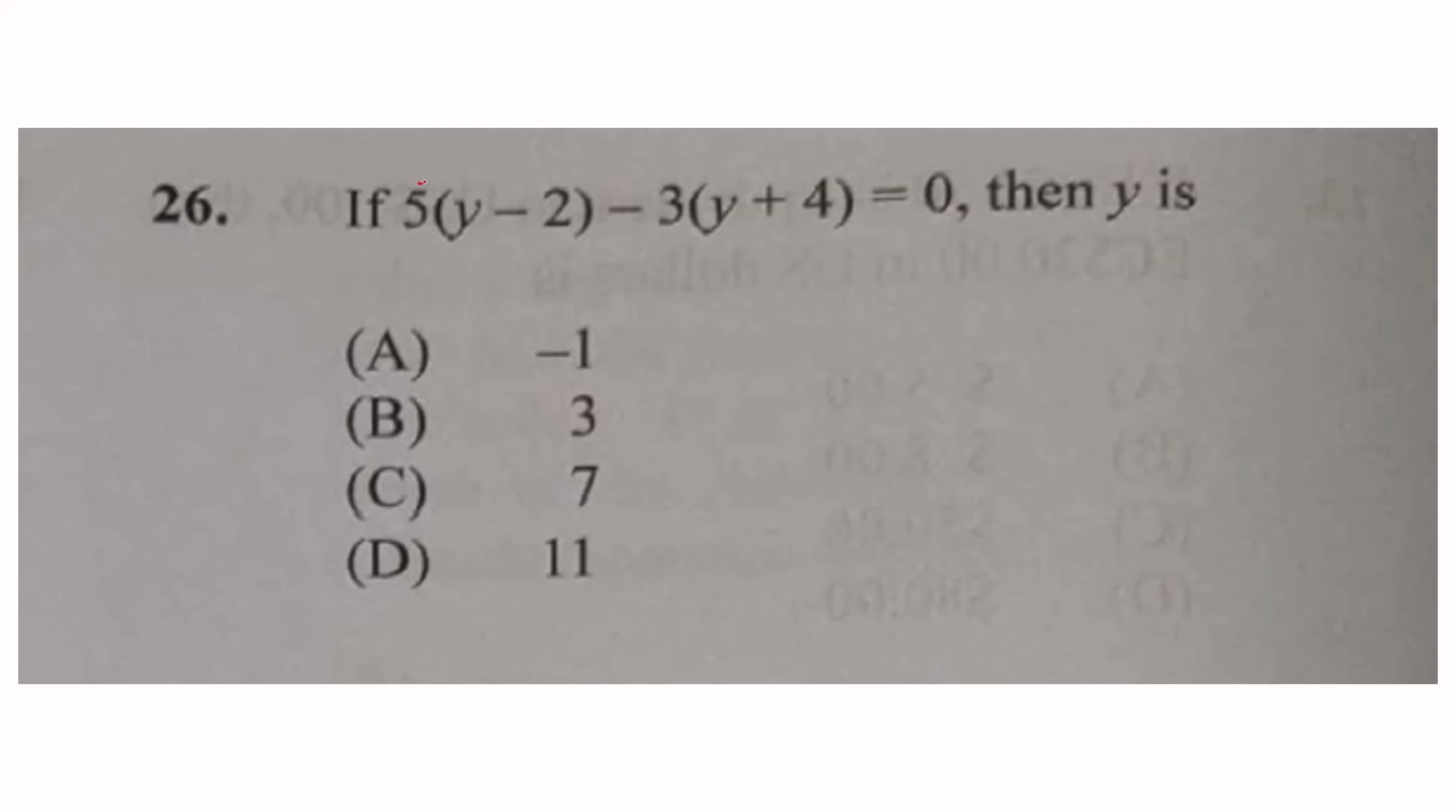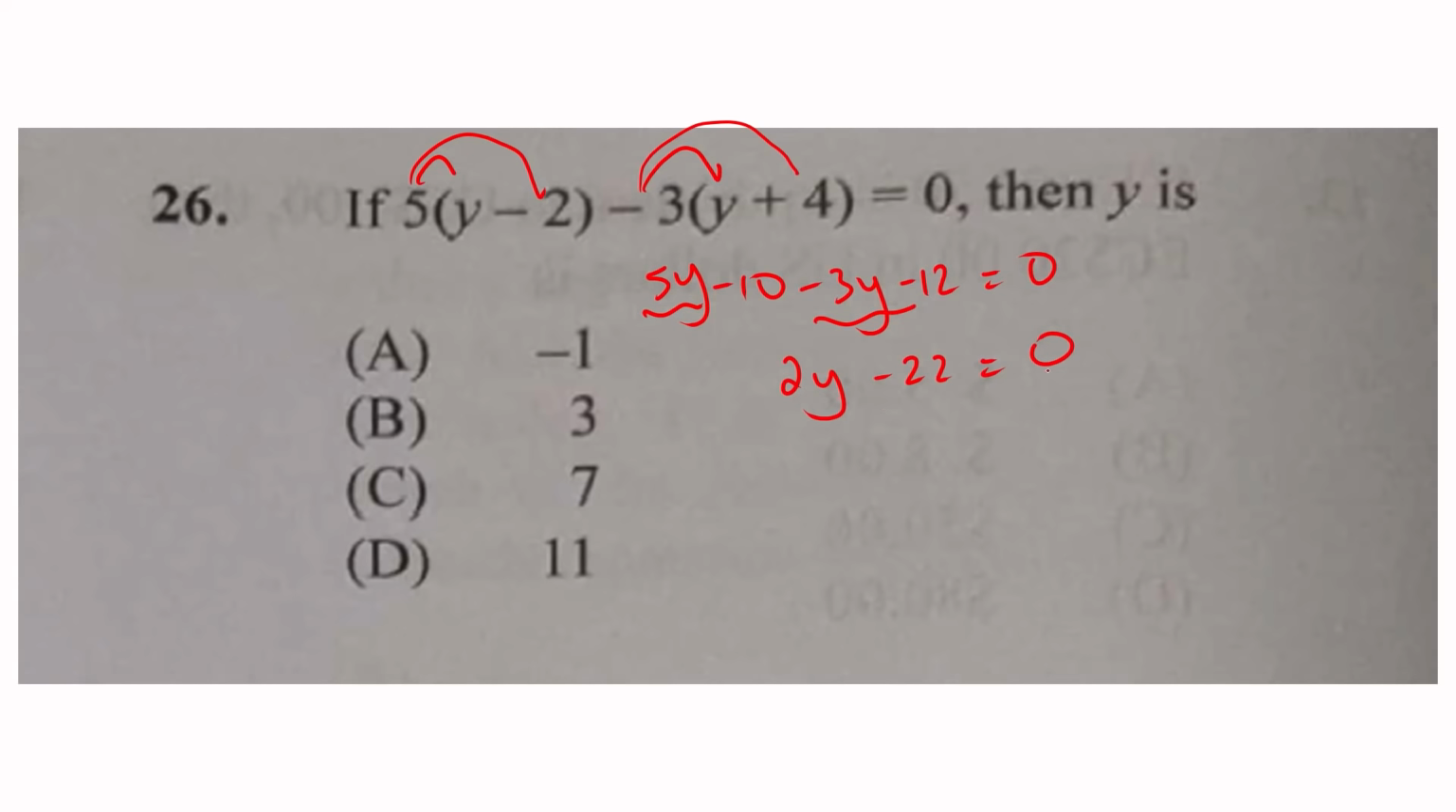So we can have 5 times y, that gives us 5y. 5 times negative 2, that gives us negative 10. And then negative 3 times y gives us negative 3y. And negative 3 times positive 4 gives us negative 12 equals to 0. Let's group our like terms. 5y minus 3y, that gives us 2y. Negative 10 minus 12, that gives us negative 22 is equal to 0.